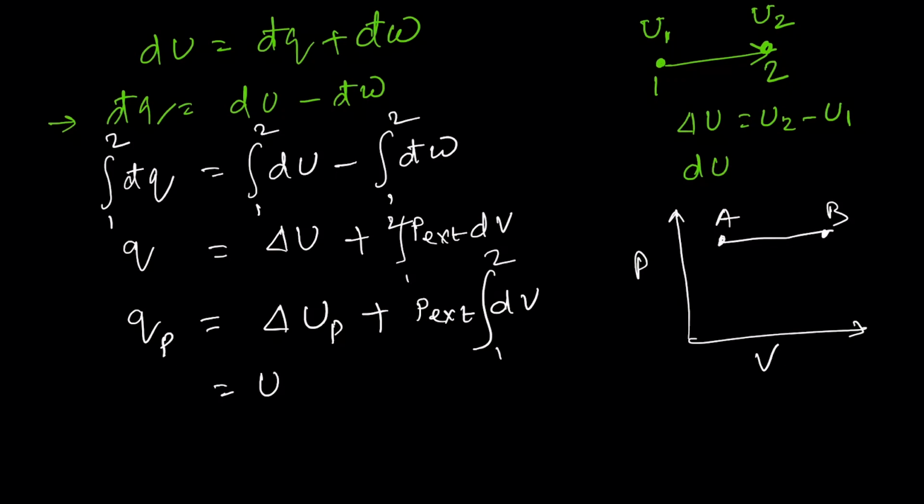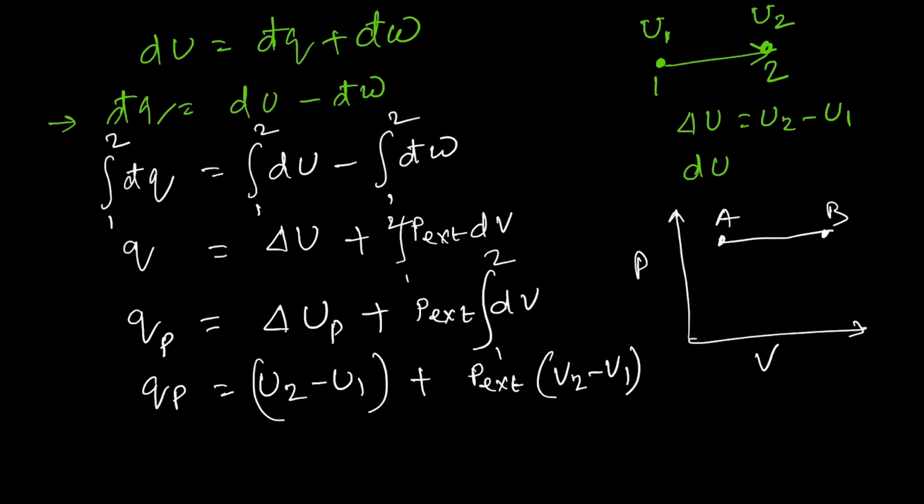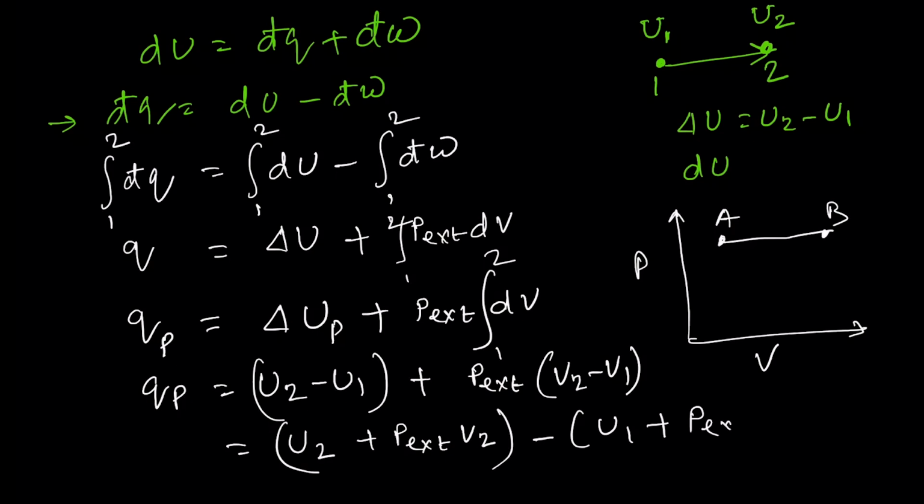So, it is U2 minus U1 plus P external times V2 minus V1 equal to Qp. Now, I will simplify it again: U2 plus P external V2 minus U1 plus P external V1. Is it okay? I have just put U and PV together. Is this last line fine?